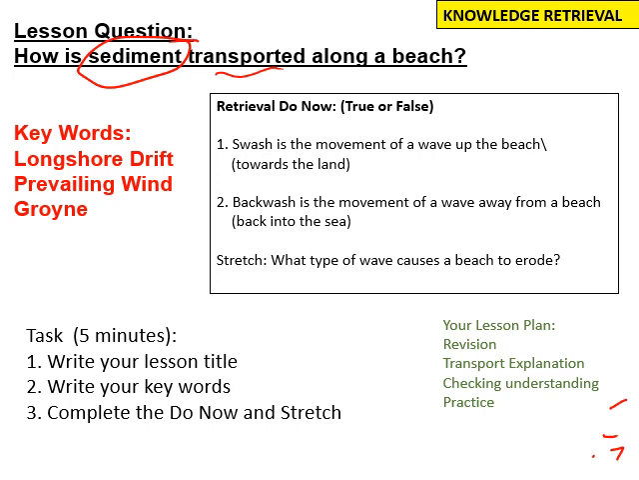Before we do that, what I need you to do is a few things for me. I'd like you to write your lesson title, which is the question at the top: how is sediment transported along a beach? We'll aim to answer that question by the end of the lesson.